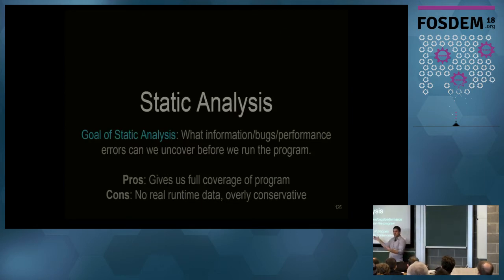This first pass is sort of getting at a static analysis. Brief reminder on what static analysis is: what kind of information, bugs, performance, errors can you uncover before you run the program, to aid the programmer. It's a great way to get full coverage of the program, what's going on. Cons, you're not actually running the program and you might be overly conservative exploring code that actually doesn't run, so that computation might grow unnecessarily.